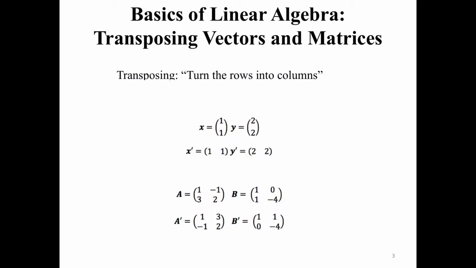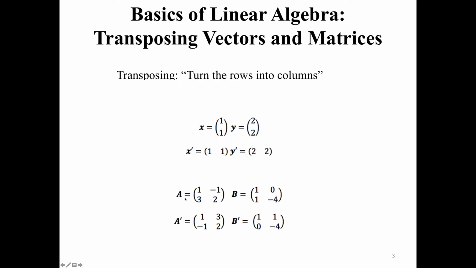Next thing we're going to talk about is our first linear algebra operation, and this is transposing. Now the way I always think about transposing is we're going to turn our rows into columns. Okay, so here are two column vectors. We're going to take the transpose, and so we're going to turn the rows into columns, or more appropriately here, turn the columns into rows. And so X transpose turns from a column vector of two elements to a row vector of two elements, and we use the prime sign to denote the corresponding transpose of our original object.